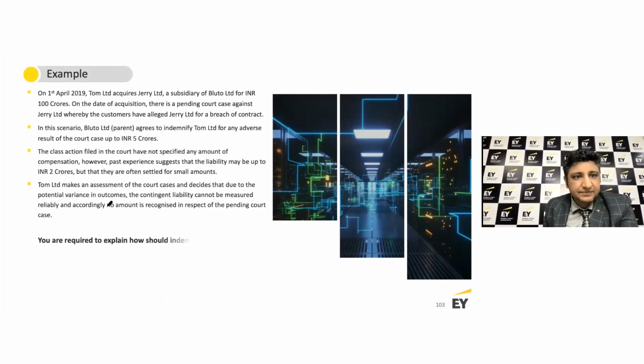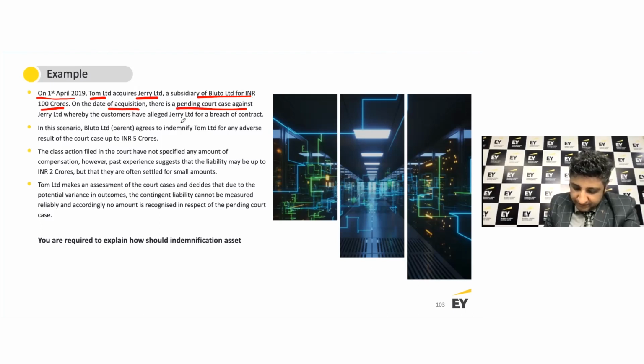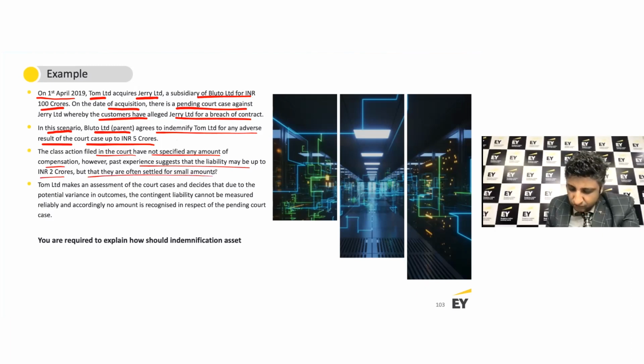It says that on 1st of April 19, Tom acquired Jerry, a subsidiary of Bluto, for 100 crore rupees. On the acquisition date, there is a pending court case where the customers have alleged Jerry for a breach of contract. Now, in this scenario, Bluto agrees to indemnify Tom for any adverse results up to 5 crore rupees. Now, the class action has not specified any amount of compensation, but the experience suggests that there could be a liability up to 2 crores, but that's normally settled for a fairly lower amount, right?